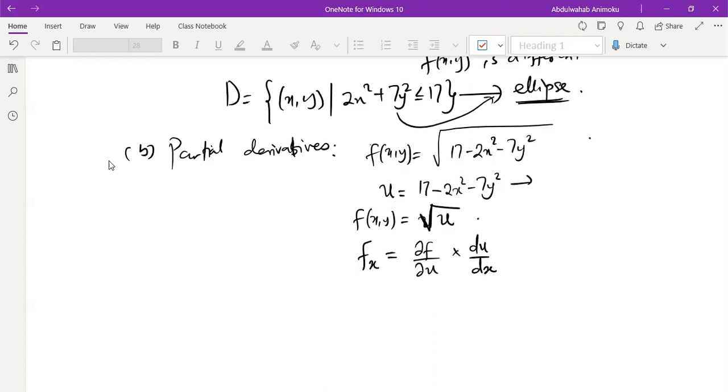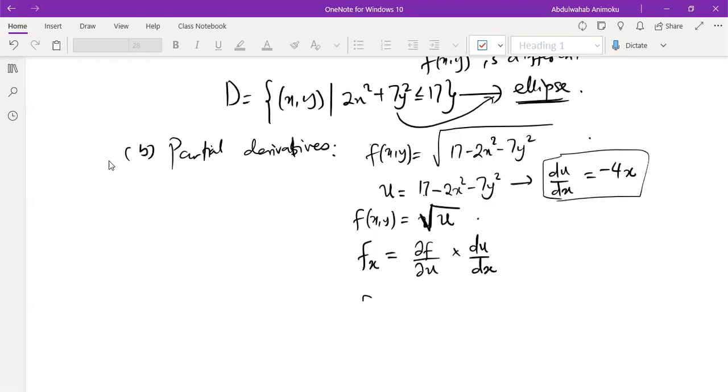Now, du dx we can quickly find. du dx would be what? The derivative of 17 is 0. The derivative of minus 2x squared will be minus 4x. The derivative of minus 7y squared will be 0 because there's no x there. So we are finding the derivative in terms of x. So the du dx will be minus 4x.